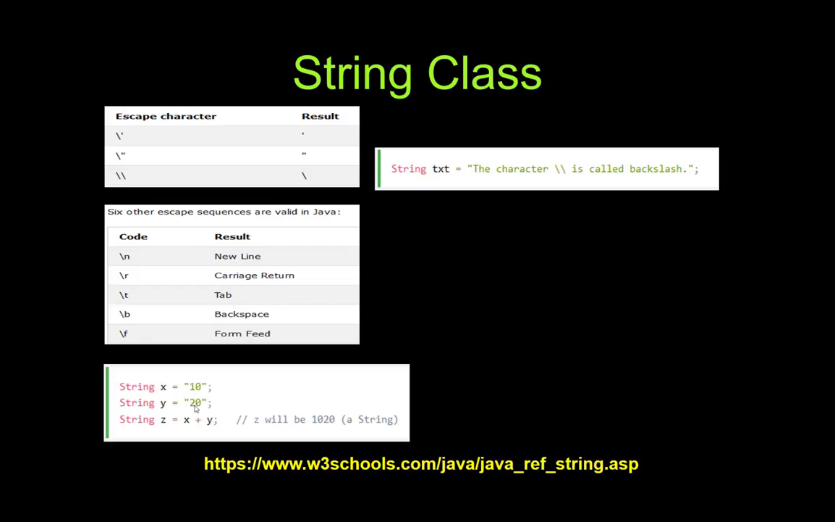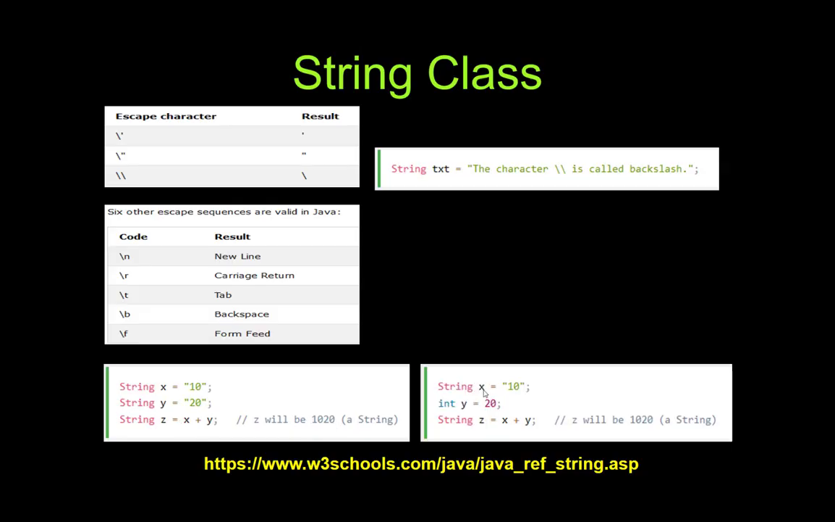And you can take two strings and add them together to be a new string. X is 10, Y is 20, so Z equals X plus Y is 1020. If you try to add a string 10 with an integer 20, you can actually still get 1020, because 20 is converted into a string.